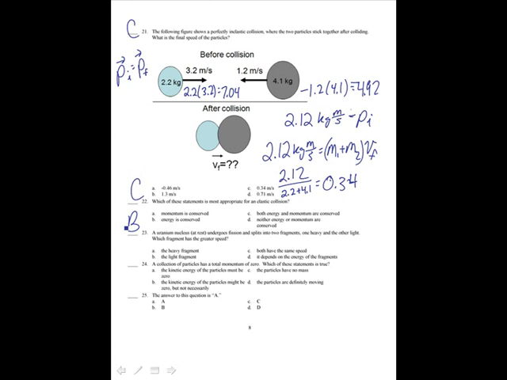A collection of particles has a total momentum of 0. Which of these statements is true? The kinetic energy of the particles must be 0. The particles have no mass. The kinetic energy of the particles might be 0, but not necessarily. Or the particles are definitely moving.